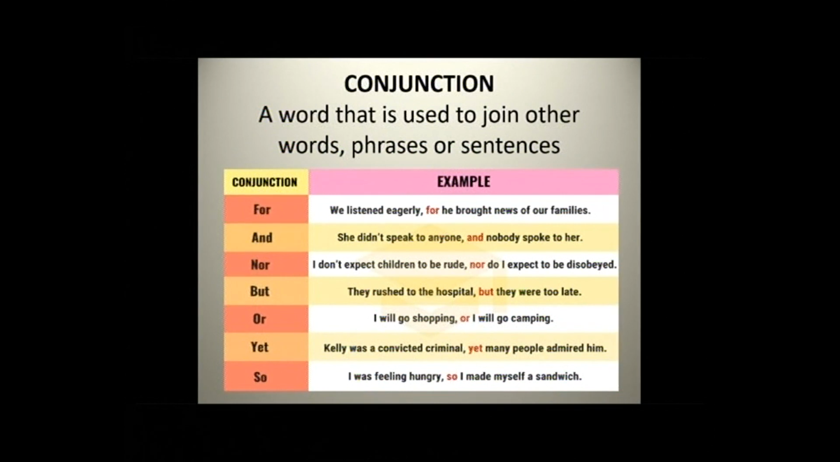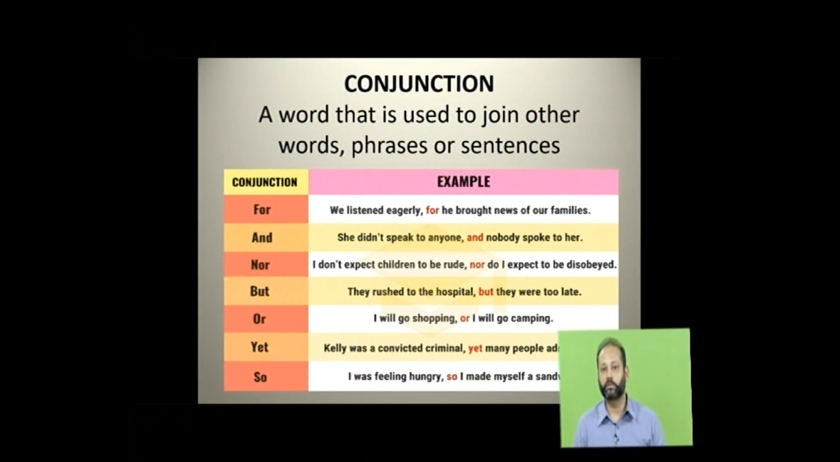Prepositions. Then we have conjunction. Conjunction is a word that is used to join other words or phrases or a sentence. That is a conjunction. Examples are given in front of you. Like we use the words for, and, nor, but, or, yet, so. Examples are given. One or two only I will pick to just make you understand what actually conjunction is.